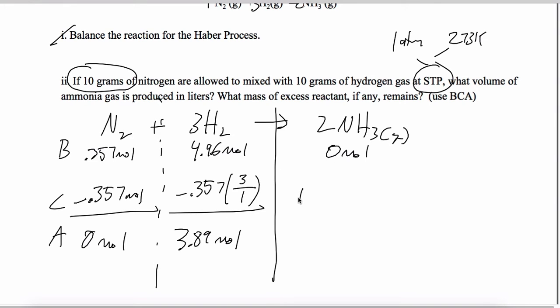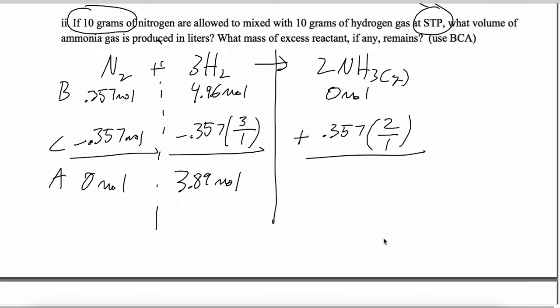And over here, I'm going to go plus 0.357 multiplied by 2 over 1. And what amount of moles is that going to give me? 0.714 moles. Okay, so that's the essence of the BCA table.